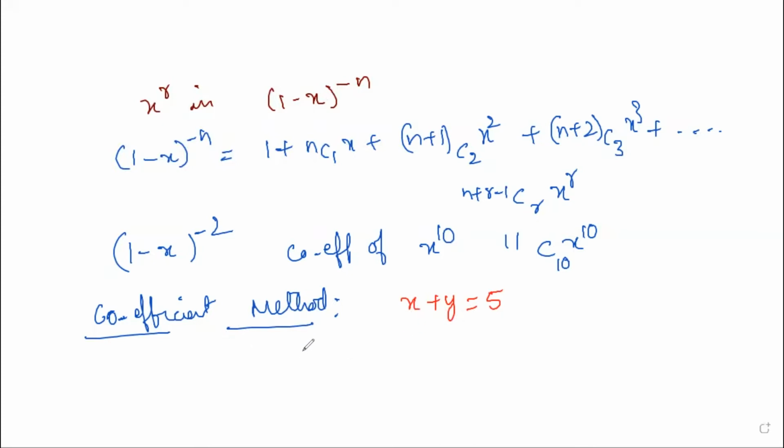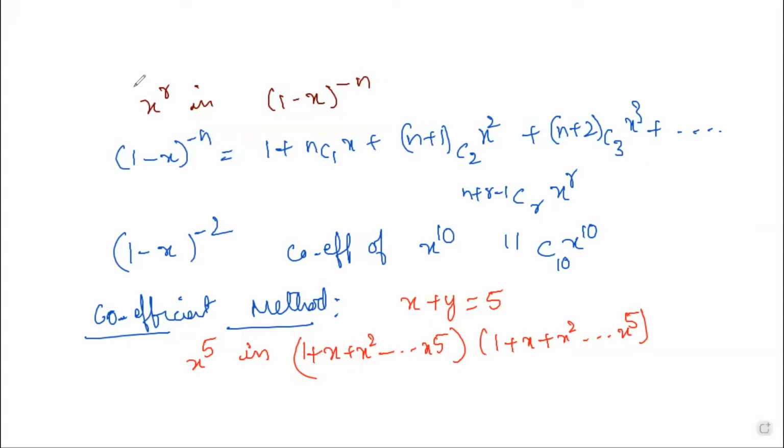So for each variable, we will write 1 + x + x^2 + ... + x^5. This is for x, and the same for y. This is the method by which we will be able to collect the sum to be 5. When the bases are the same, powers can be added. And if I am able to find the coefficient of x^5 in this, I will get the required non-negative integral solutions. But this is also in GP.